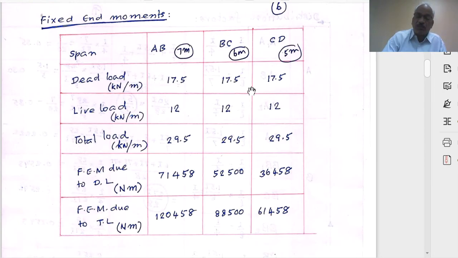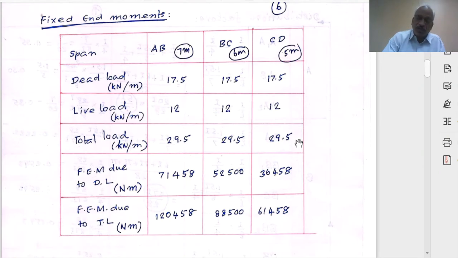So this is about the dead load. For all the spans, dead load is the same. Live load is also the same. Sometimes this will vary, suppose you vary the size of the beam for different spans. Now here it is throughout 3.5, no problem. Suppose the size of the beam in AB, BC and CD are different, then the self weight will be different. So when the self weight is different, the 17.5 will not be the same for all the spans. Therefore, we have to keep that in mind. Here it is given as a uniform value throughout. Therefore, 29.5 is the total load.